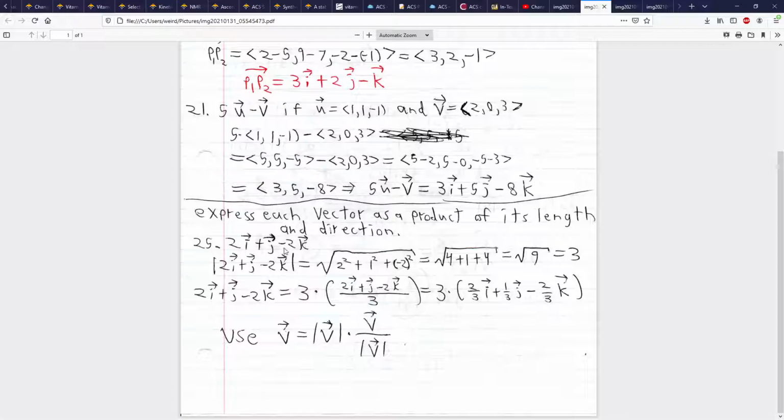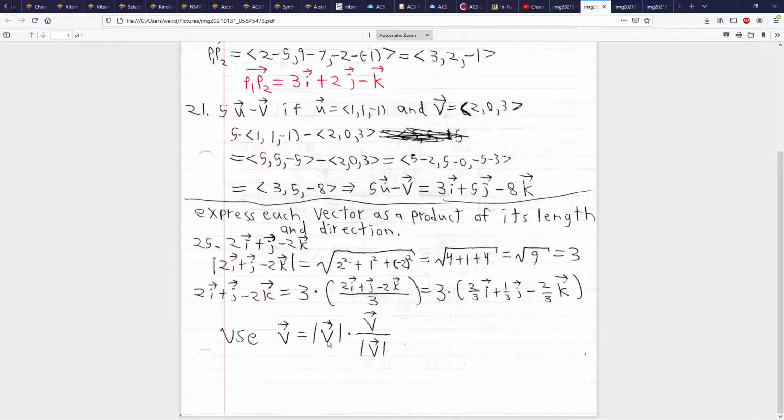So if you have 2i plus j minus 2k, I use single bars now. It's a square root, basically the length, the magnitude. You have to find that first, and it's equal to 3, because if you do the math, 2 squared plus 1 squared plus negative 2 squared equals 9, and the square root of 9 is 3. Then 2i plus j minus 2k is equal to 3 times, because of the formula down here.